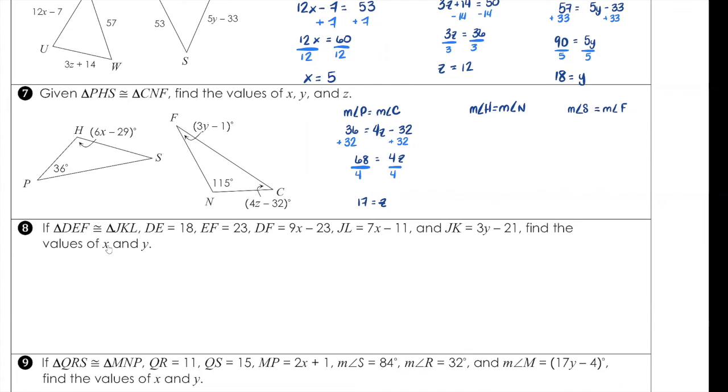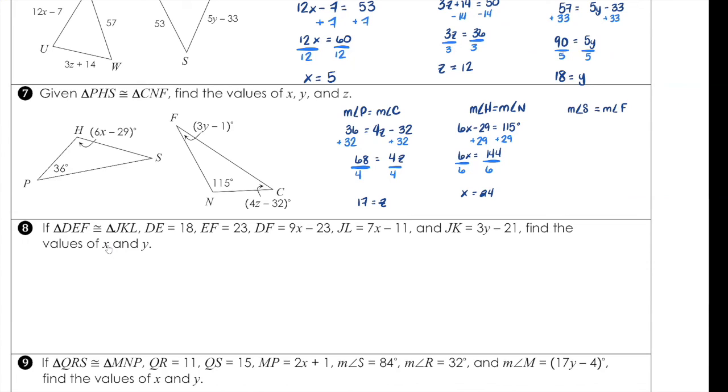H. What's the value of H as it is given? 6x minus 29. And what's the value of N as it is given? 115. We're going to add 29 to both sides. 6x equals 144. Divide both sides by 6. x equals 24.